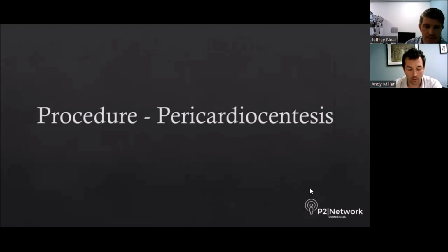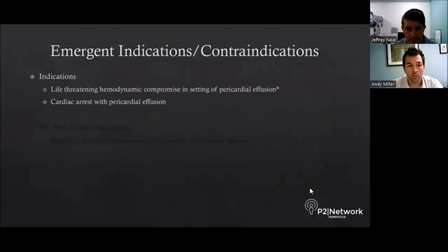Thank you, Jeff. So now we're going to speak about the procedure of the pericardiocentesis. While this is less common in the pediatric emergency department setting, we will discuss this as it is important and life-saving. So in terms of the emergent indications and contraindications, we will review that the indications represent you will only do this in the emergent setting when there is life-threatening hemodynamic compromise in the setting of a pericardial effusion.